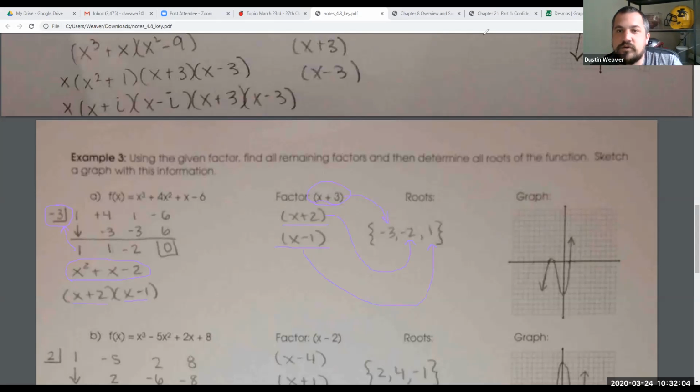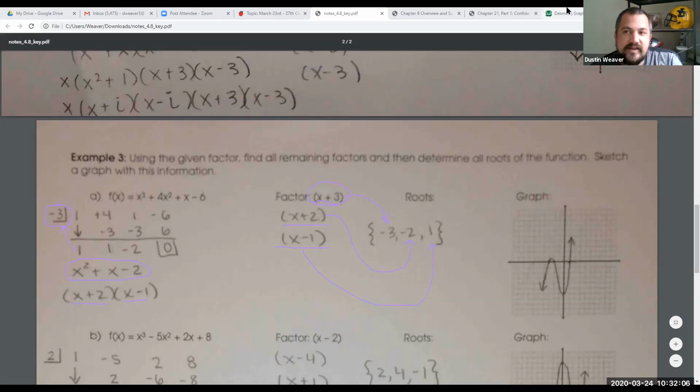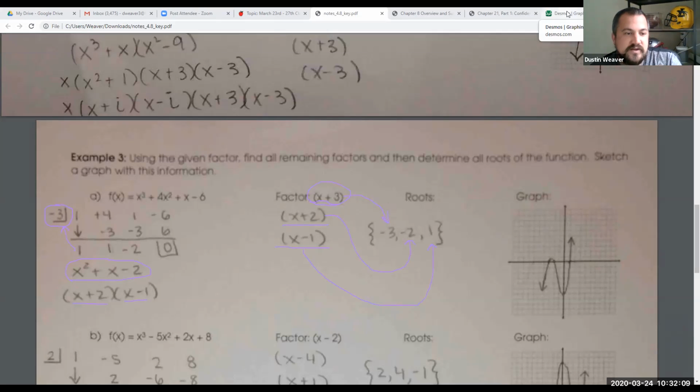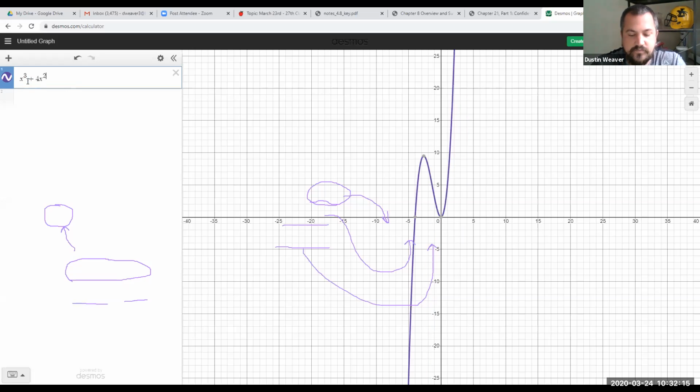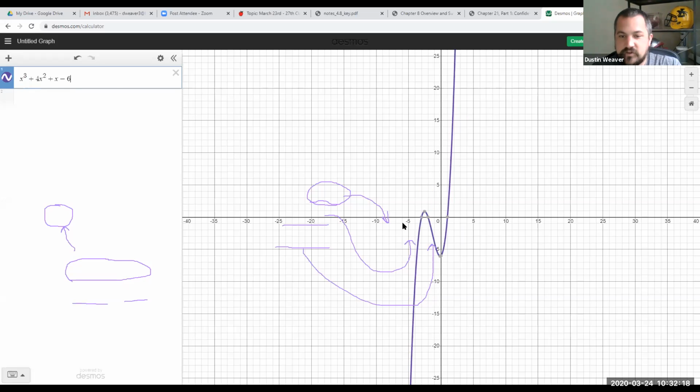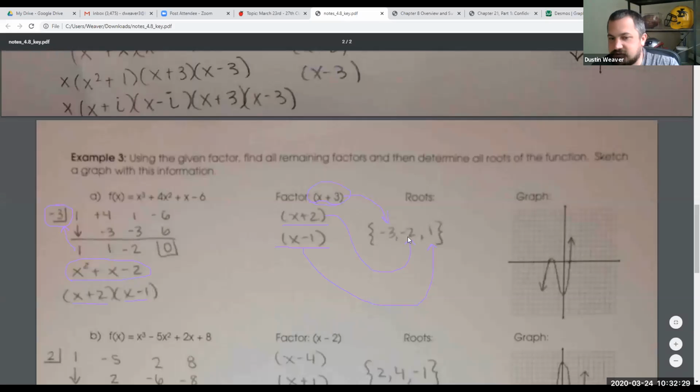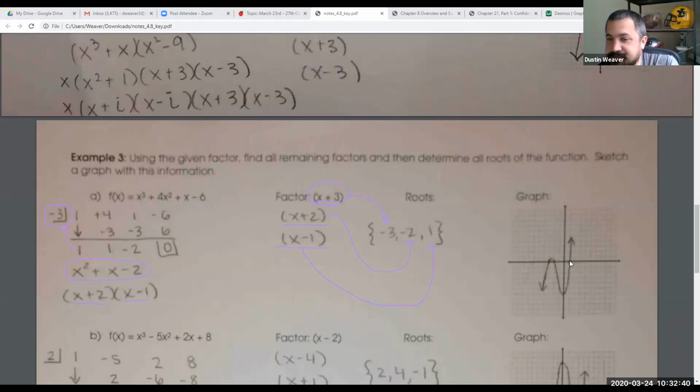So let's look at those on the graph. So let's go to Desmos. X to the third plus 4x squared plus x minus 6. Look at where it crosses the x-axis, -3, -2, and +1. And if we go back, -3, -2, +1, we graph this, -3, -2, +1. Any question for part A? In example 3.